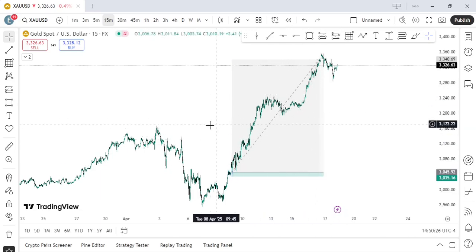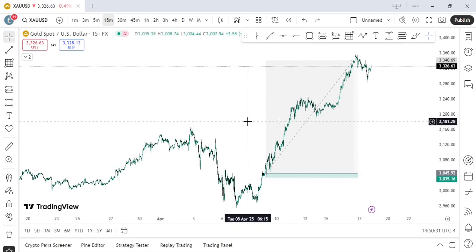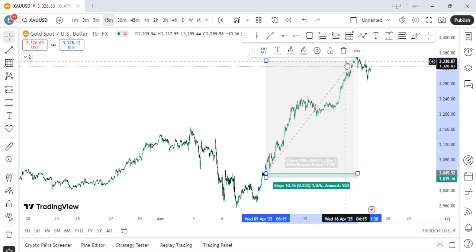So how exactly was I able to catch this kind of trade? How exactly did I enter into this trade? What was my mindset? What was my logic? So before we can understand that, we have to go up onto the higher time frame.